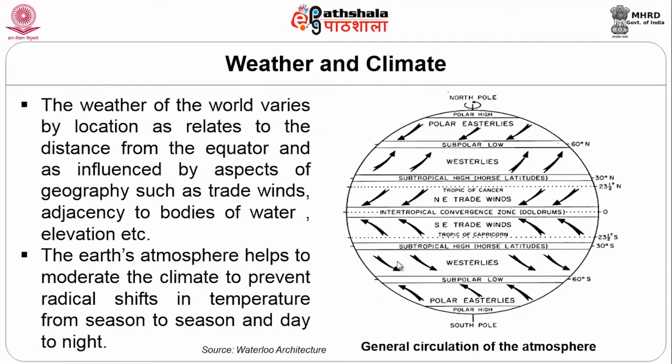If you look at the weather of the world, it varies basically by location and relates to the distance from the equator and is differentiated by aspects like trade winds, whether it's close to an ocean or sea, and elevation from sea level.